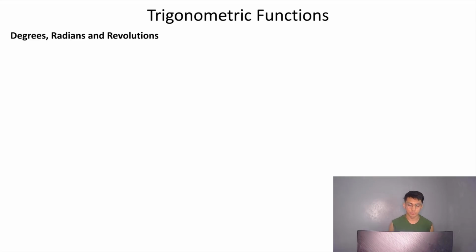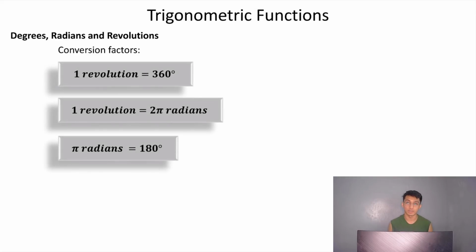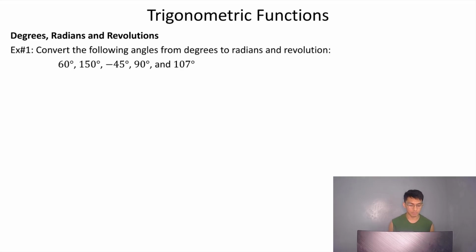Okay? So we have the conversion factors. From revolution to degrees, we have 1 revolution is equal to 360 degrees. Again, for revolution and radians, we have 1 revolution is equal to 2 pi radians. And if we are converting the angle from radians to degrees, we can use pi radians is equal to 180 degrees. So, to apply this, let's take example number 1.